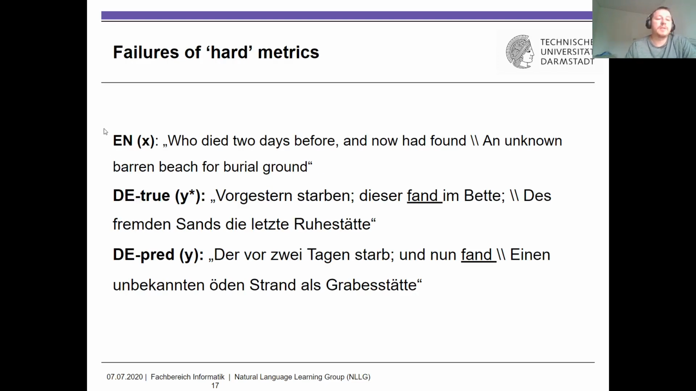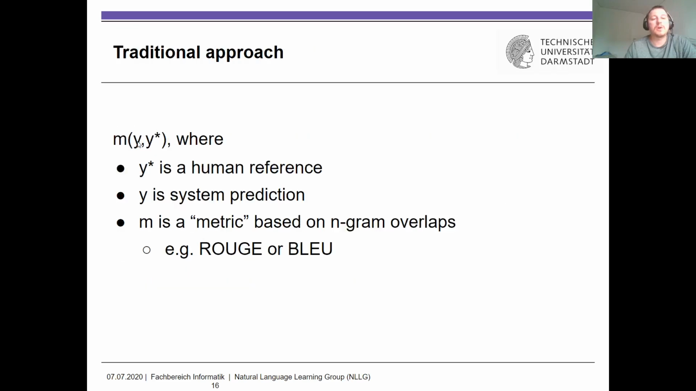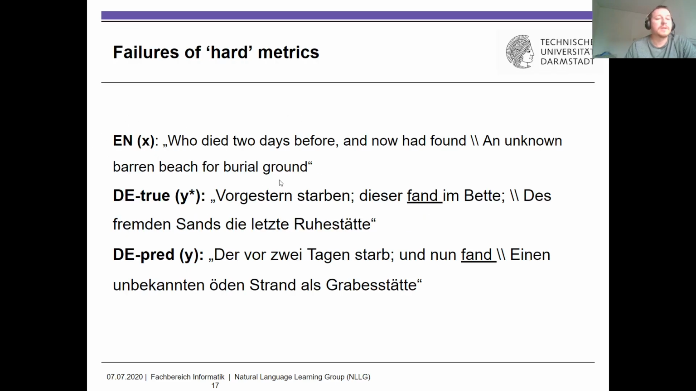So let's say the input x, which we have ignored for the moment because our metric M does not make any use of x. The input x is a poem with 2 lines, and that input is: who died 2 days before and now had found an unknown barren beach for burial ground. Then let's look at the human reference. Let's say some poet has produced this human reference, and the poet wrote, Vorgestern starben diese, fand im Bette des fremden Sands die letzte Ruhestätte. So this is the gold standard produced by a human.